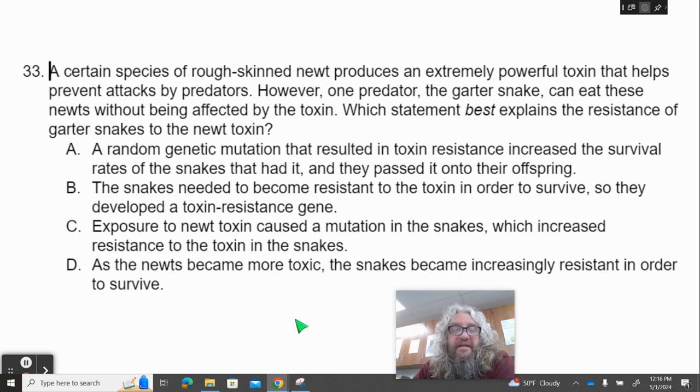A, random genetic mutation that resulted in toxin resistance increased the survival rates of the snakes that had it, and they passed it on to their offspring. B, the snakes needed to become resistant to the toxin in order to survive, so they developed a toxin resistance gene. C, exposure to the newt toxin caused a mutation in the snakes, which increased resistance to the toxin in the snakes. Or D, as the newts became more toxic, the snakes became increasingly resistant in order to survive.